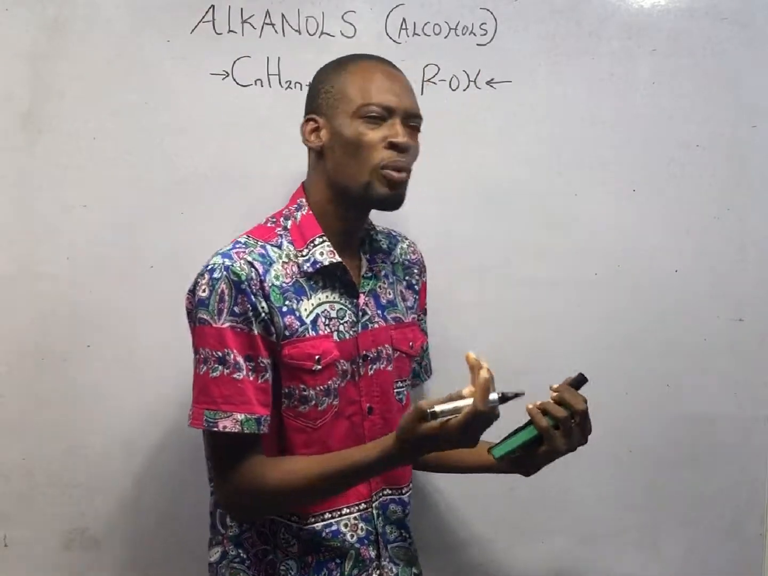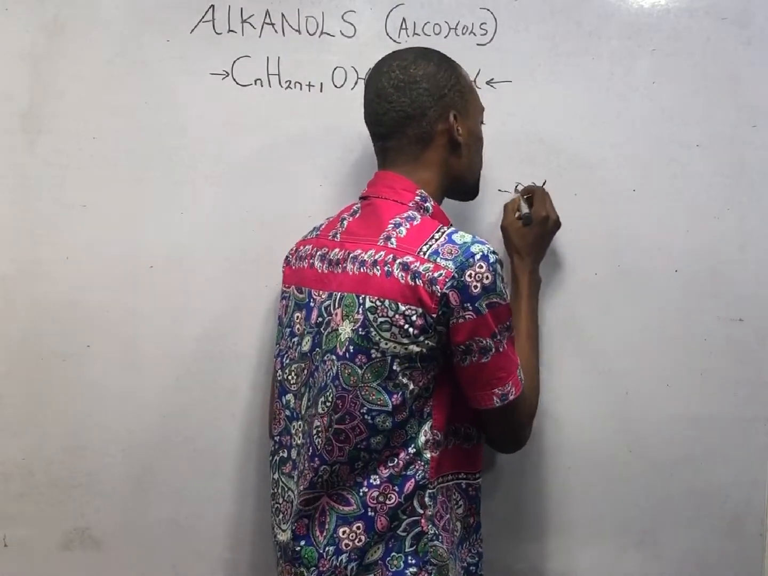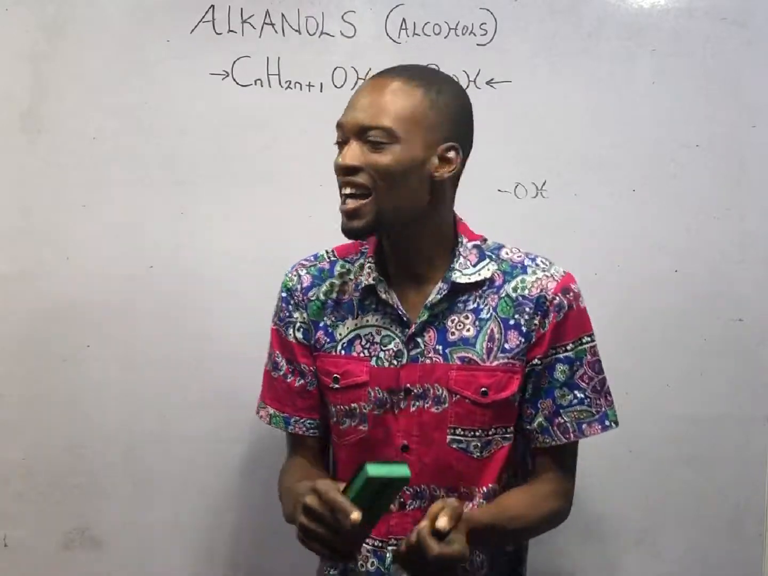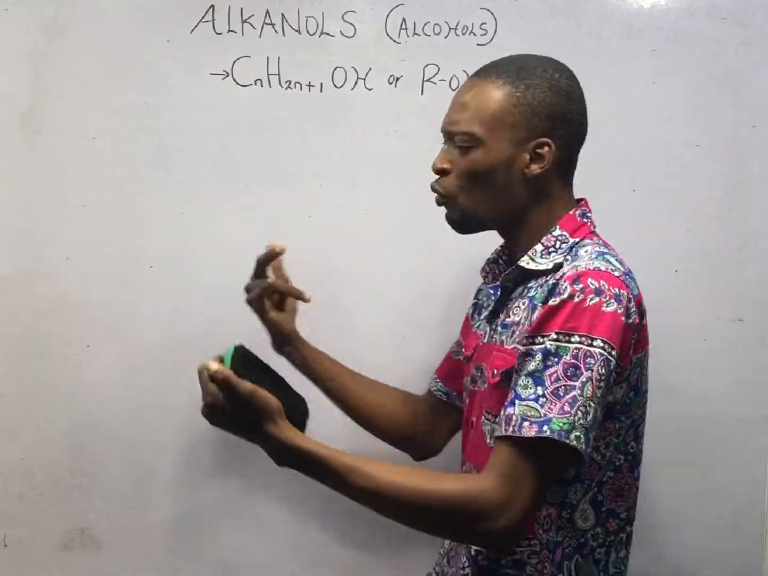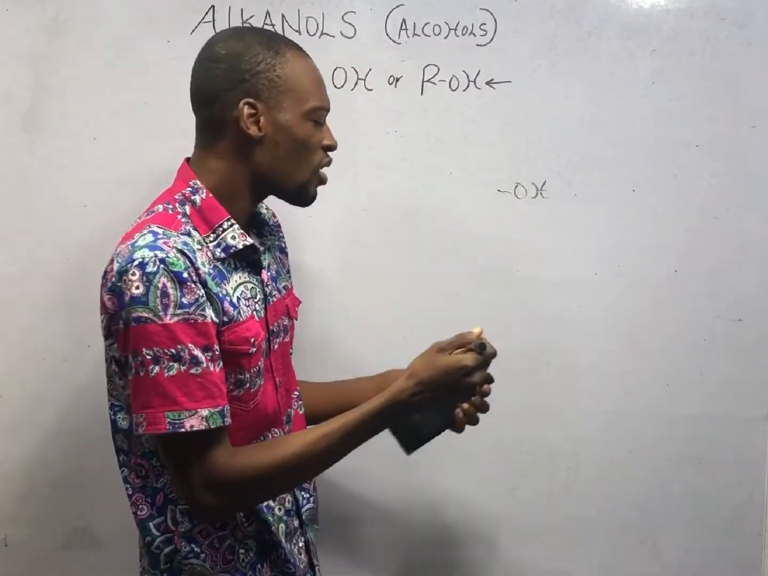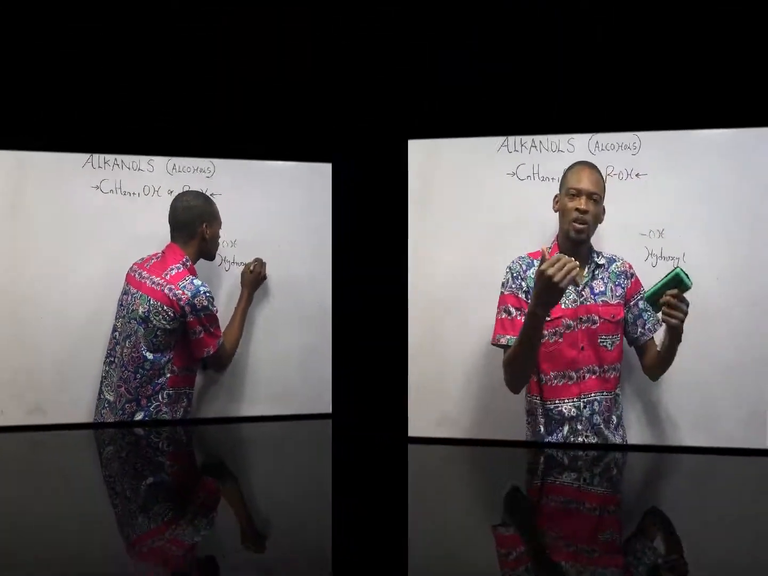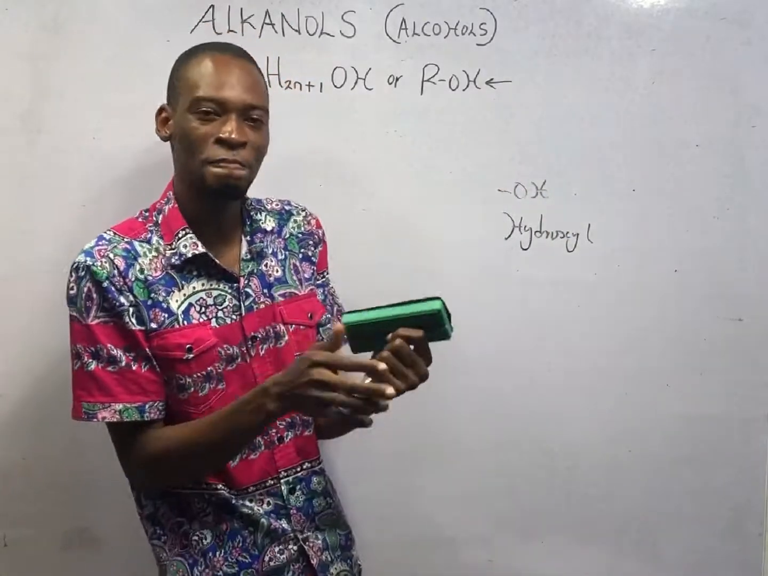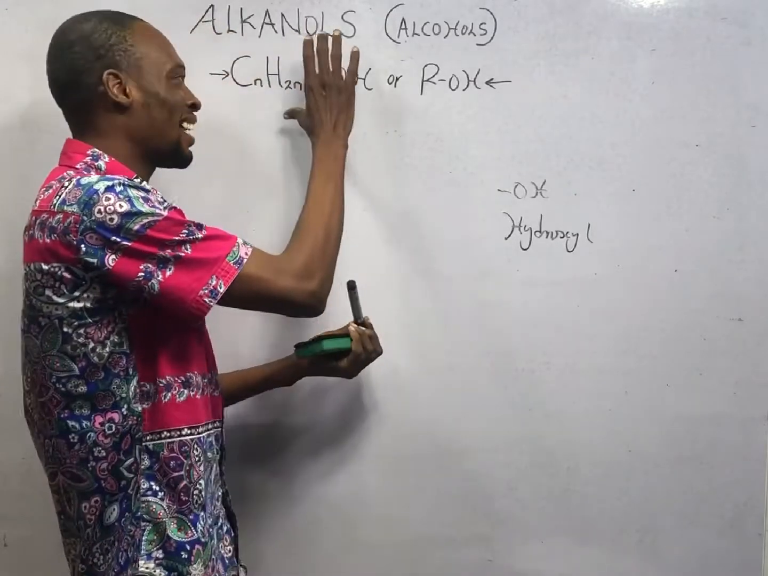Now, any homologous series that has the functional group OH is referred to as alkanol. Therefore, alkanol is an organic compound with the functional group OH. And this OH can also be referred to as hydroxy group. When a hydroxy group OH is attached to a general formula, we form alkanols.